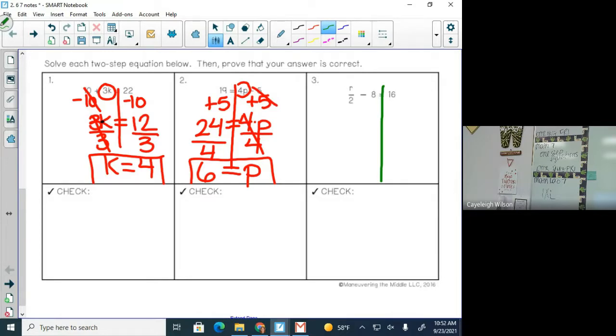Yes, no. No, if you wrote p equals 6 or 6 equals p, it does not matter.